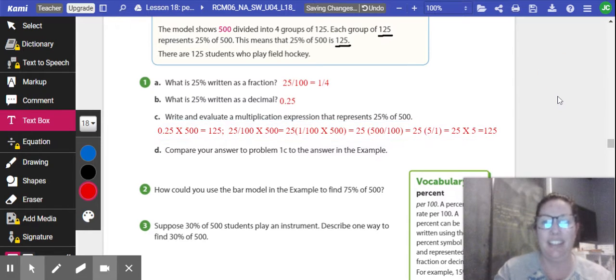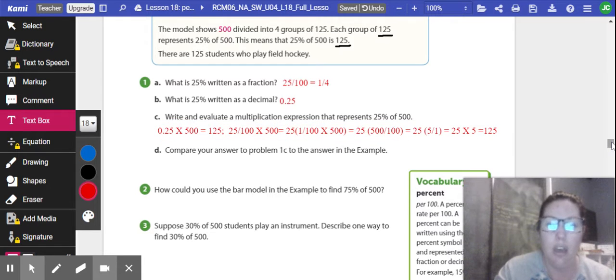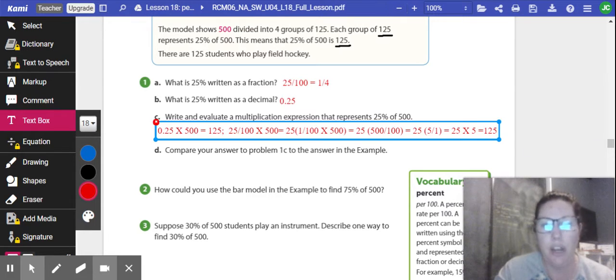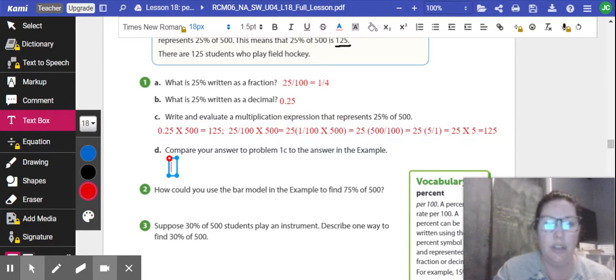Okay, I hope that makes sense because it's something that we introduced yesterday as far as how to solve it in a mathematical way instead of using a bar model. Okay, part D. Compare your answer to problem 1C to the answer in the example. Well, we got 125 here, 125 here, so they are the same.